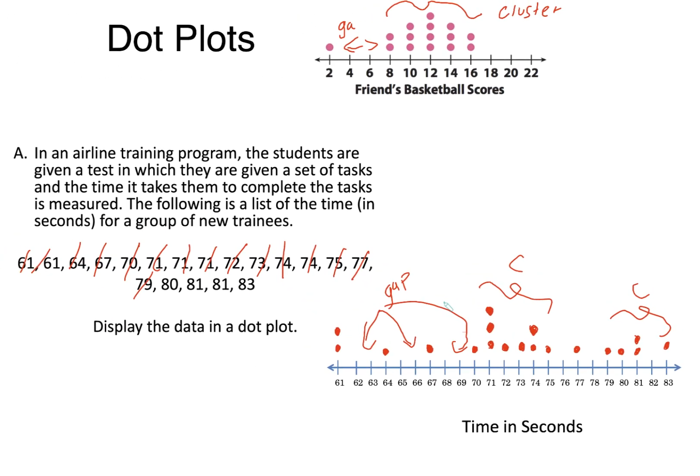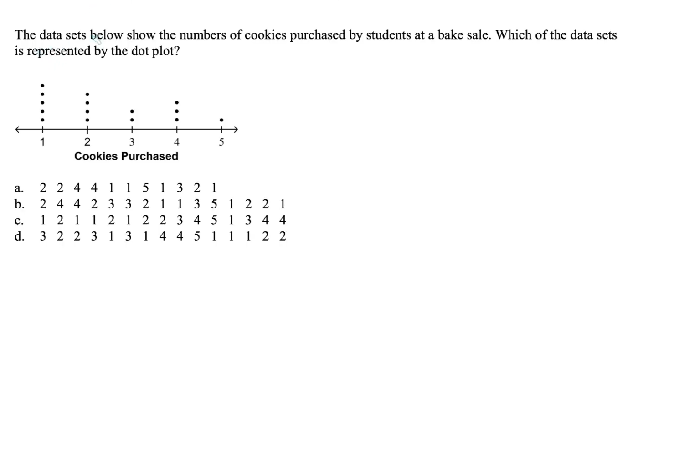Let's look at some multiple choice problems with dot plots. Here it says the data sets below shows the number of cookies purchased by a student at a bake sale. Which of the following data sets is represented by the dot plot? If we go here, notice that the number of 1, you have 1, 2, 3, 4, 5. So you must have 5 ones. If I look at the data for A, I have 1, 2, 3, 4. So my answer is not A.